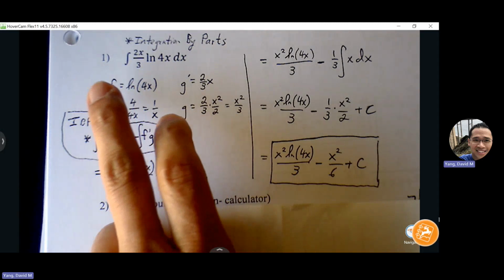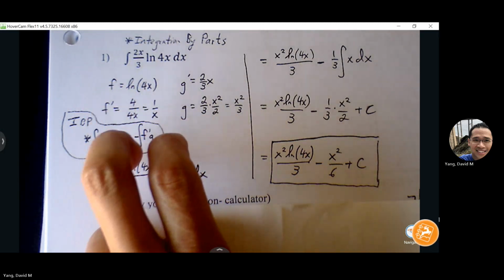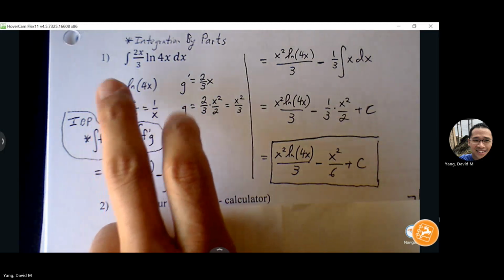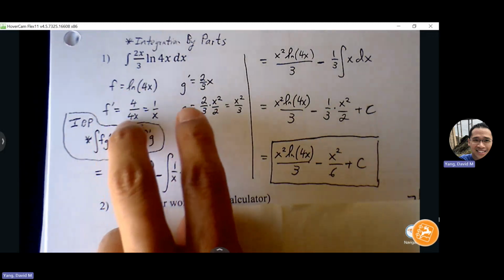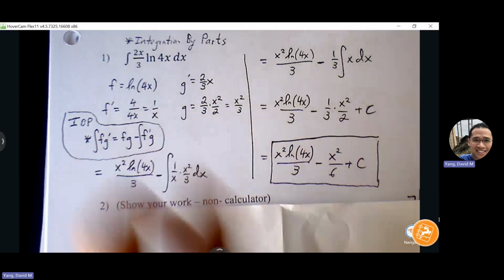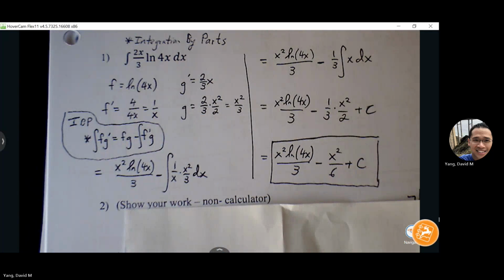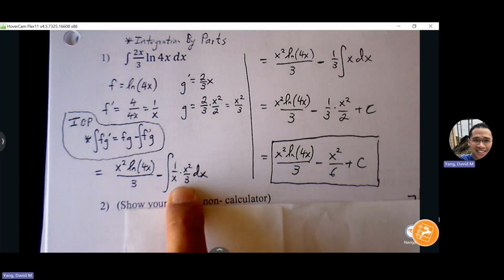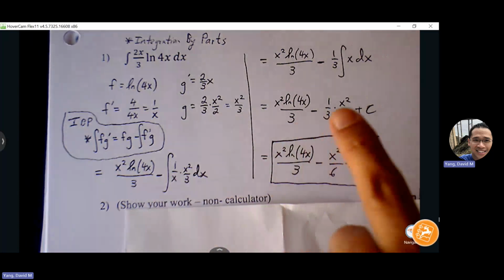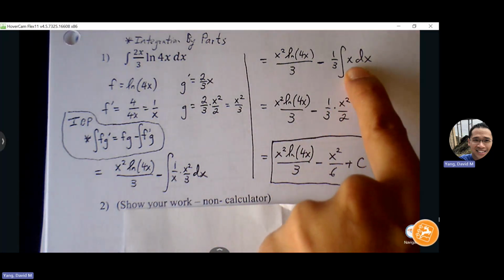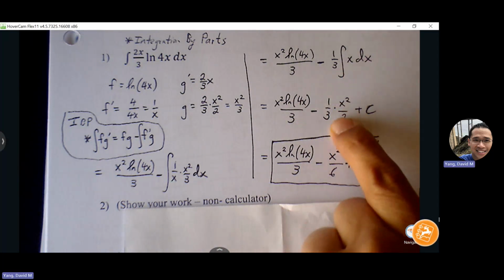And it's going to be fg minus integral of f prime g. Okay. The right side, the second term is resolving using power rule. So let's do some cleanup here. This is the same thing as integral of 1/3 x. And then once you apply a power rule for that.